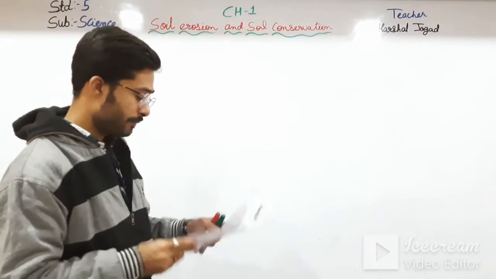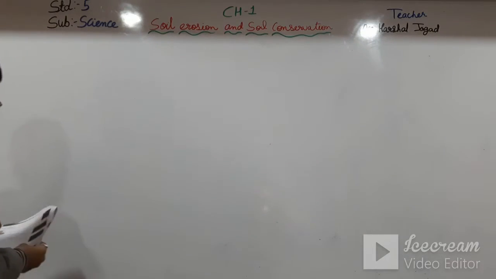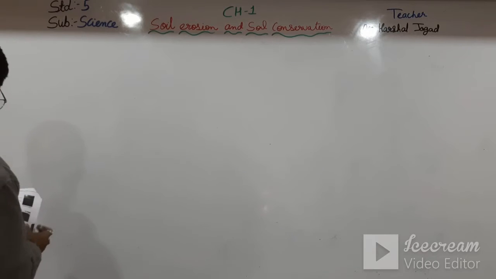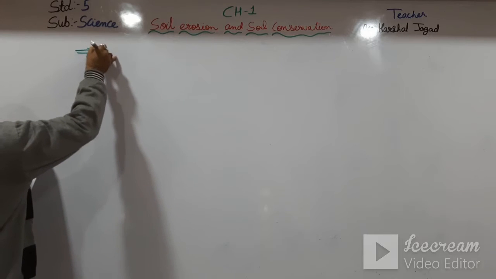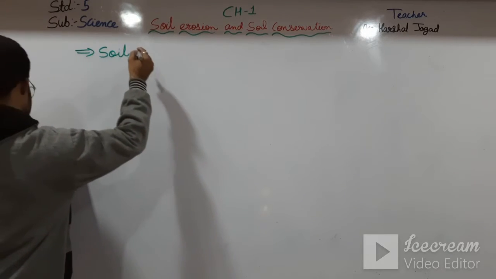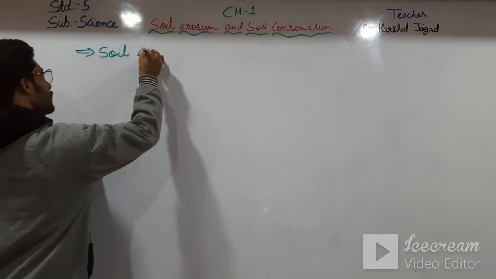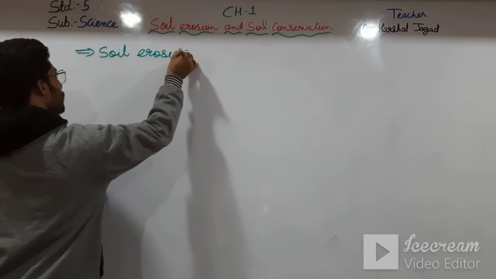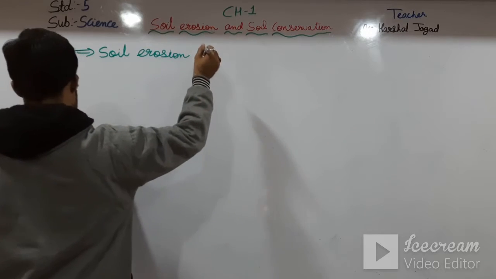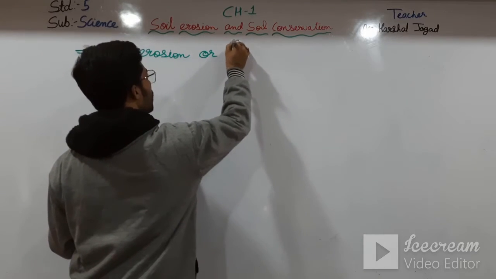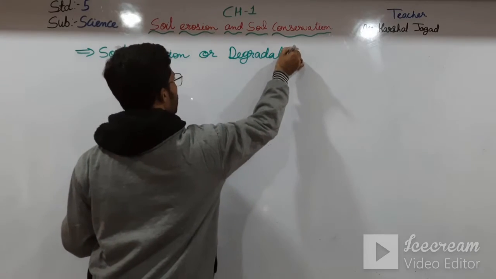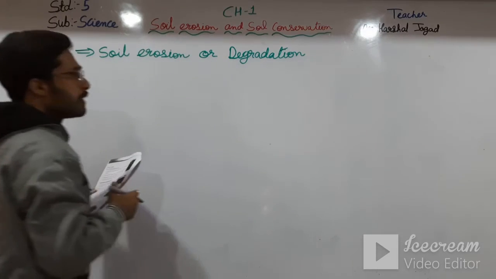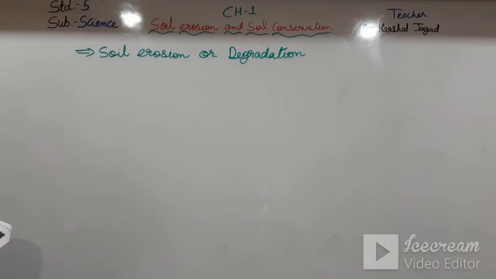Okay, then another, that is overgrazing. See here, I am just writing that soil erosion or degradation. In this, the first was deforestation.